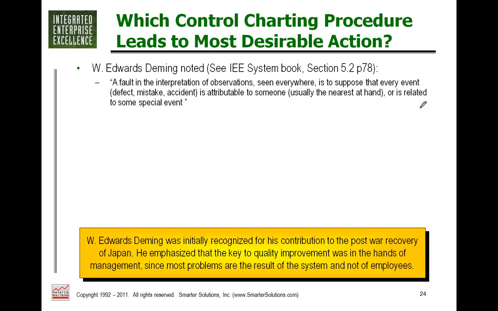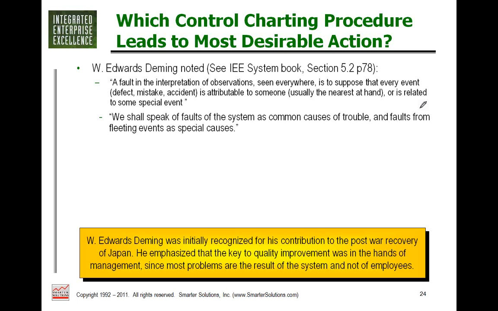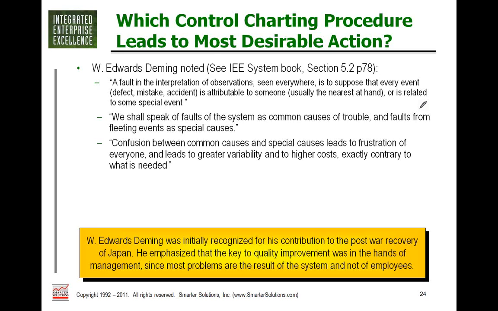Now, I'm going to use some quotes from Deming. He talks about a fault in the interpretation of observations seen everywhere: suppose that every event is attributed to someone, usually close at hand, or related to a special cause. Well, we know that that's not really true. He talks also about how we shall speak of faults of the system as common causes of trouble and faults from the fleeting events as special causes. Now, that's a very important point. I want to come back to that one.